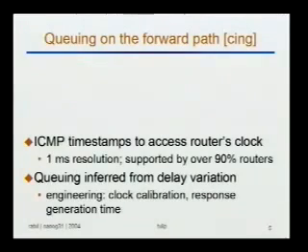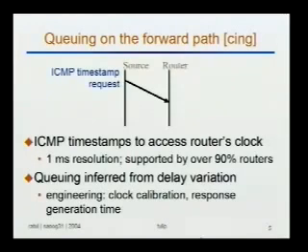So here's what Tulip does for queuing along the forward path. It uses ICMP timestamps to access the router clock. So to the router, it sends an ICMP timestamp request and gets back a reply, which is the router's local time. These clocks are not synchronized by any means. Like the clock on my host where I'm running Tulip and the router are not synchronized. But thankfully, we don't need synchronized clocks at all.